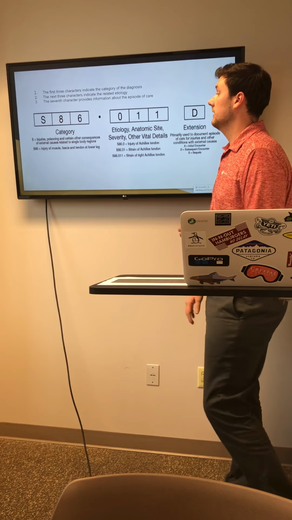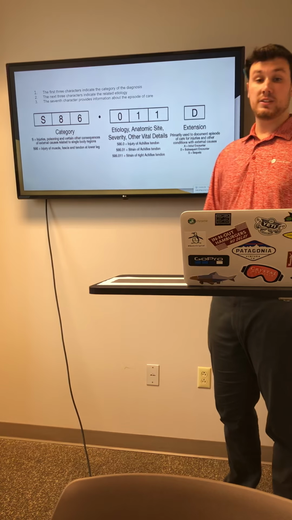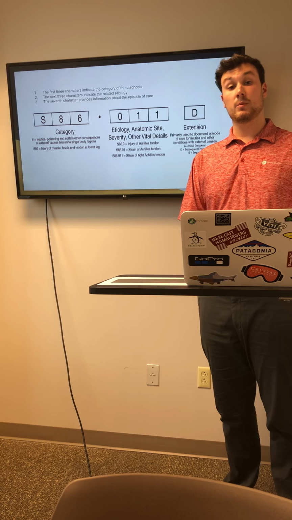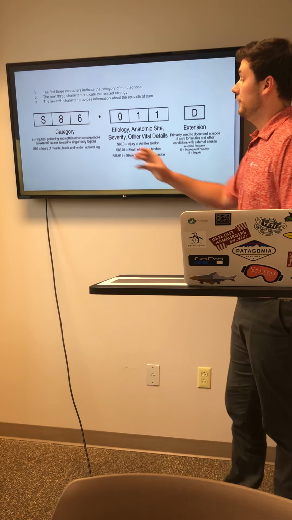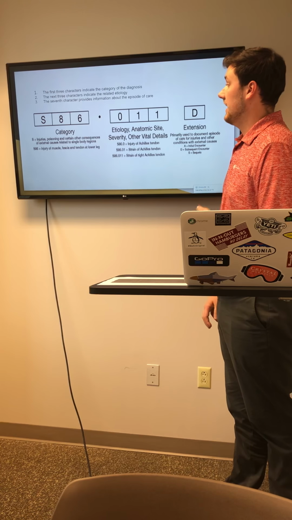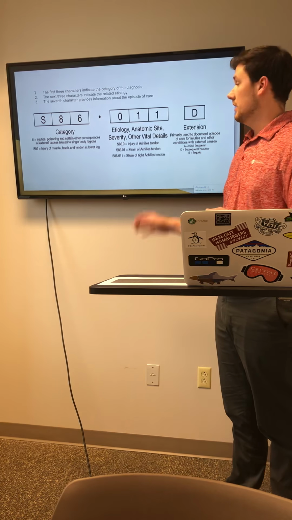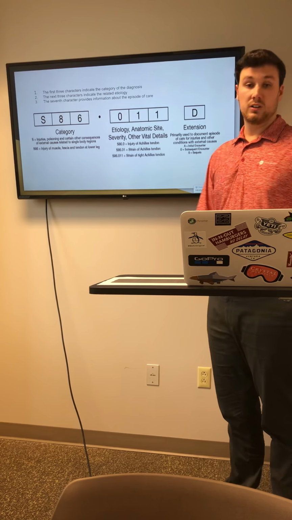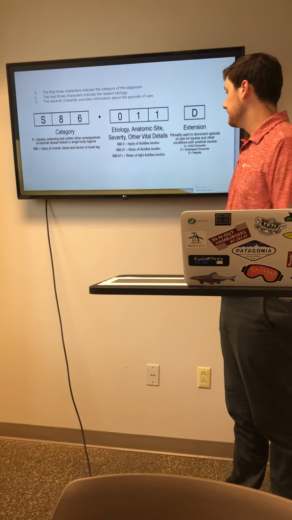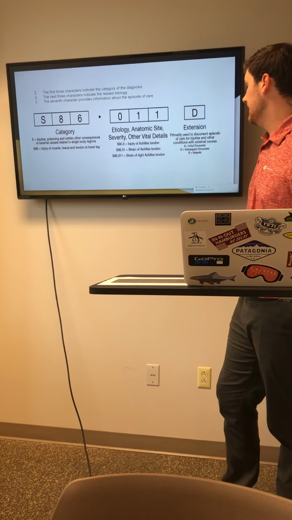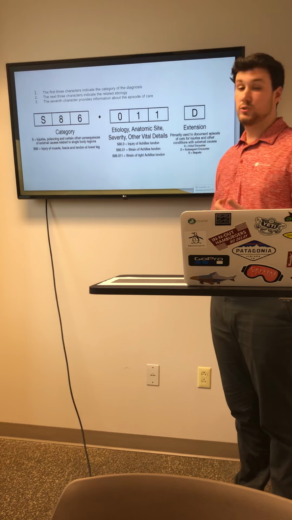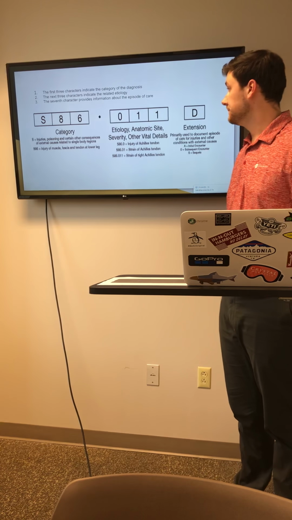So just a quick glance at the codes themselves. They're 7 characters long, including numbers and letters. The first 3 indicate the category of the diagnosis. The next 3 indicate the etiology, the location, and severity, and then the last is the extension on whether it's an initial encounter or a subsequent visit.